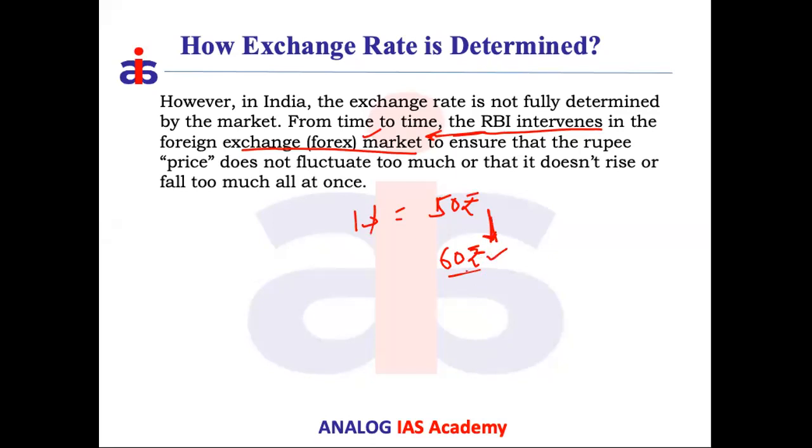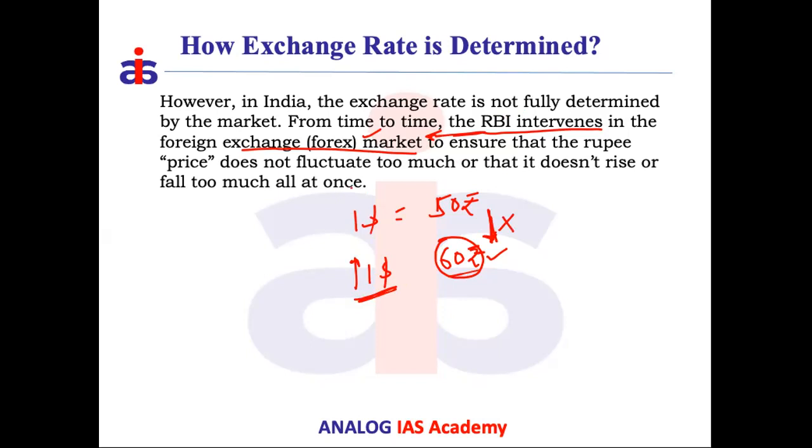So in this scenario, when it is falling down, it means the demand for the rupee is decreasing and the dollar demand is increasing. That means compared to the supply of dollars, the dollar demand has increased, right? So to not let this happen, what RBI does is, in its foreign currency account, it has dollars.